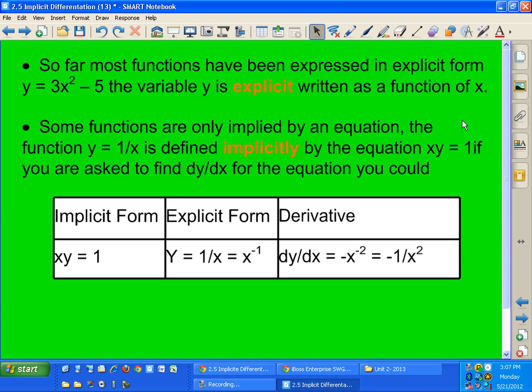Hello and welcome to section 2.5, Implicit Differentiation. In this section we're basically going to be taking functions that aren't necessarily in y equals form and being able to take the derivative of them.